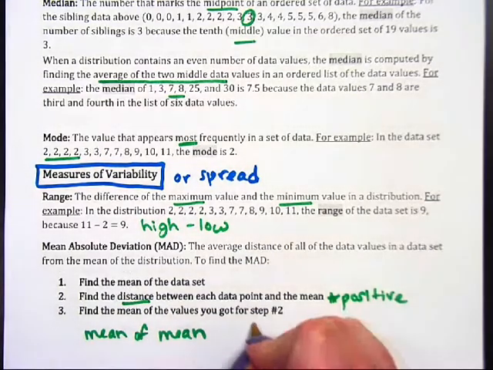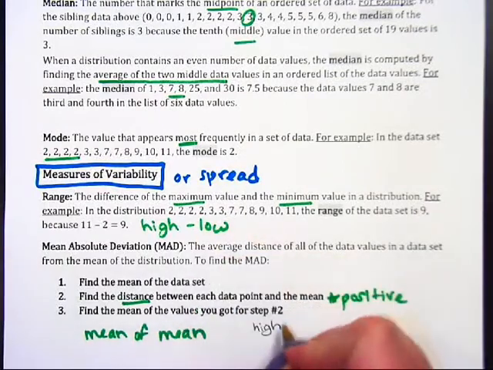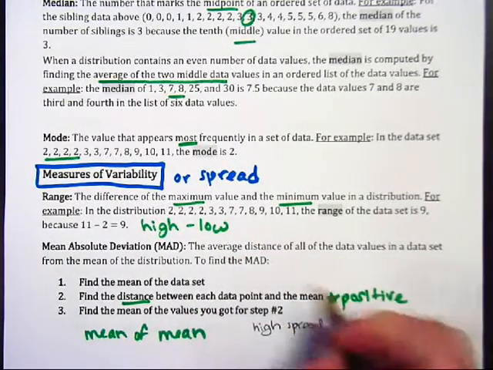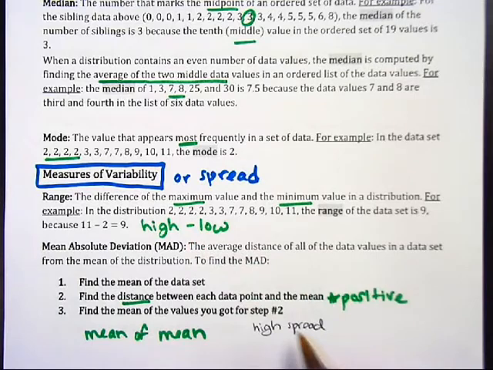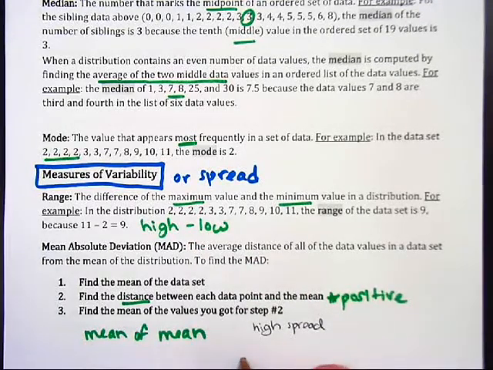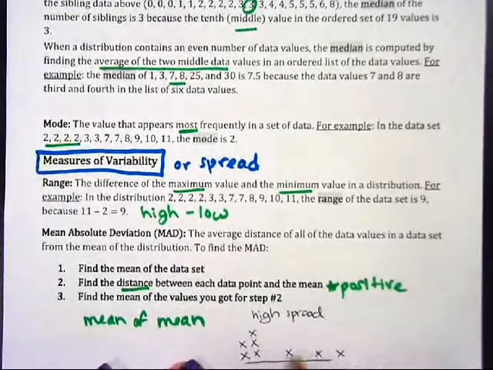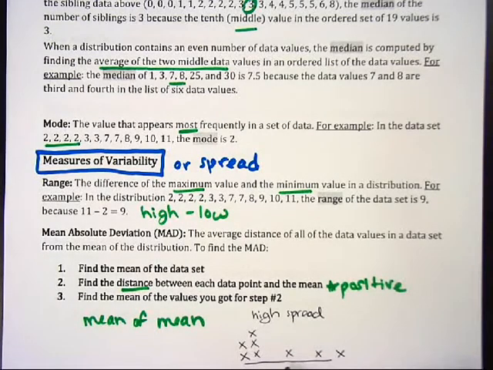So if you'd like a little example here, if I have a high spread, meaning my range is big and my absolute deviation is big, it's because the data maybe looks something like this. I have a little bit clustered, but then I have some numbers over here that are pretty far spread apart. So when I find the middle and I start subtracting, I'm going to get a bigger number for my deviation.